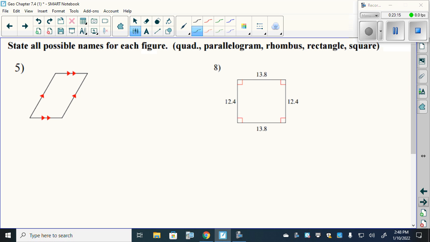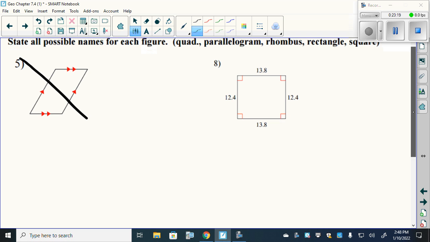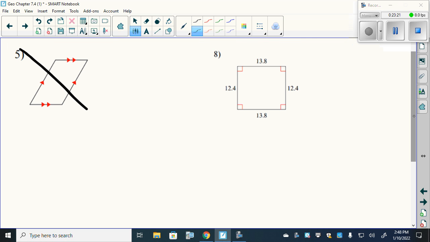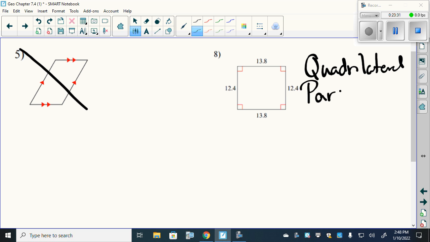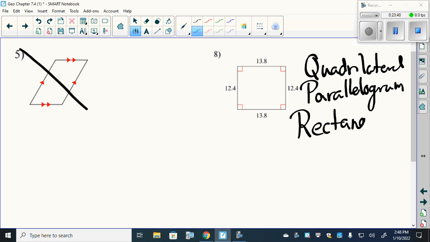I realized this morning I do have two number 5s. Let's look at number 8. That's a quadrilateral. It's not a square. It's a parallelogram, and it's a rectangle, because it has four right angles.